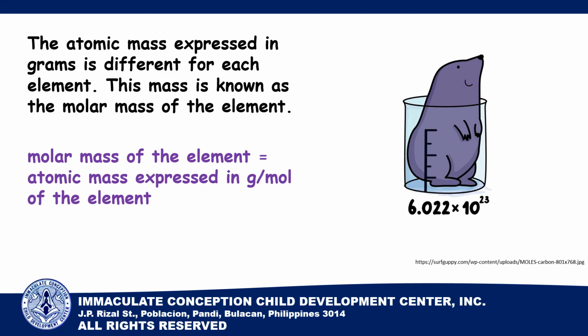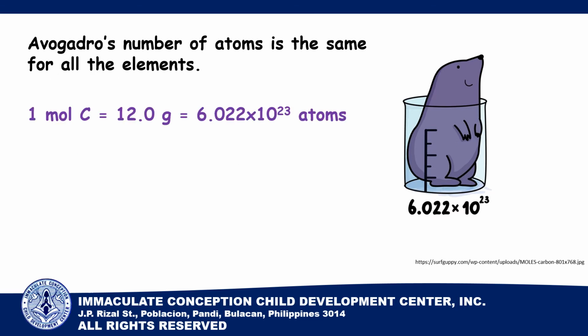First, the atomic mass expressed in grams is different for each element. This mass is known as molar mass of the element. Molar mass of the element is equal to the atomic mass expressed in gram per mole of the element. And second, Avogadro's number of atoms is the same for all elements.